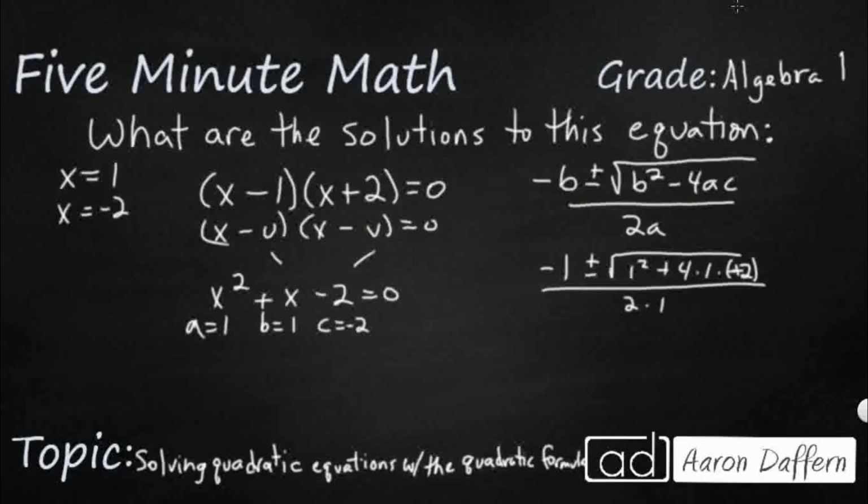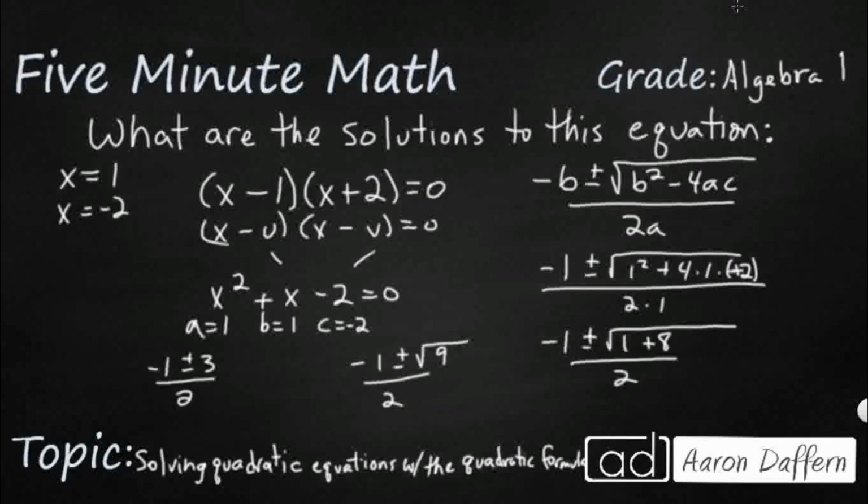So let's simplify. Negative 1 plus or minus the square root of 1 plus 4 times 1 times 2, which is 8, over 2. So now we've got negative 1 plus or minus the square root of 9 over 2. Square root of 9 is going to be 3. And so there we go. We've got negative 1 plus or minus 3 over 2.